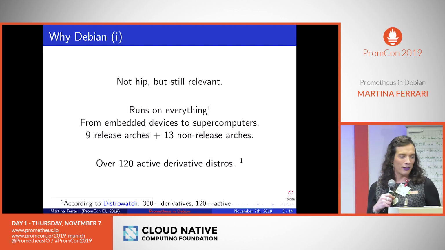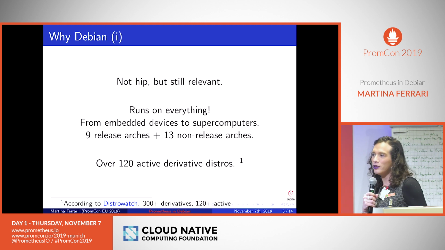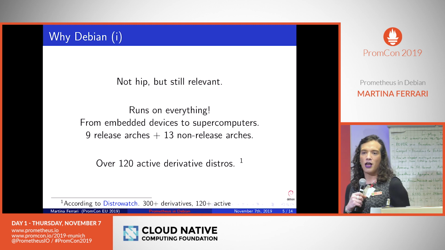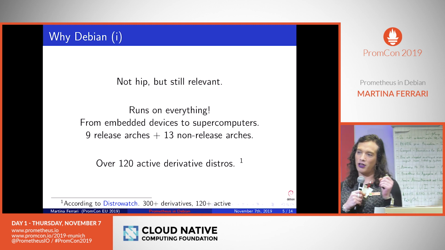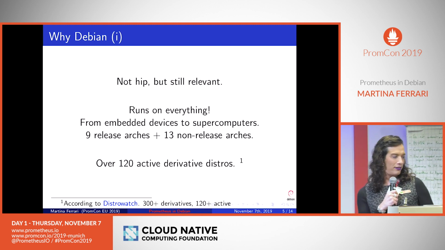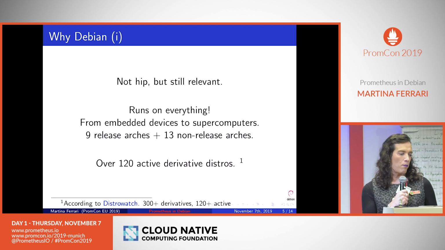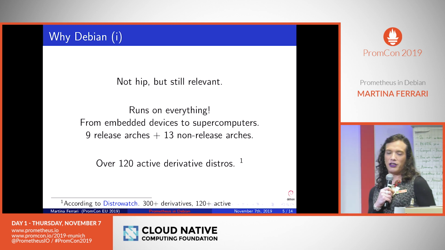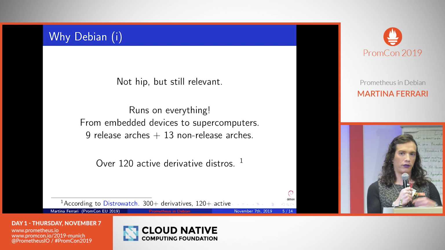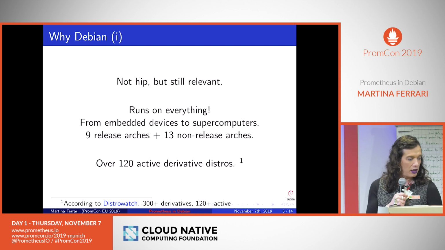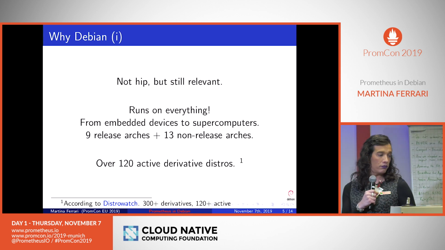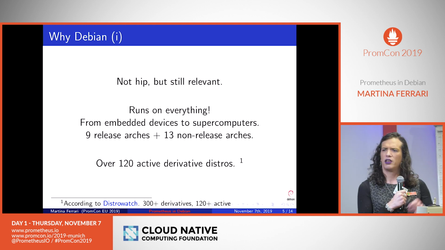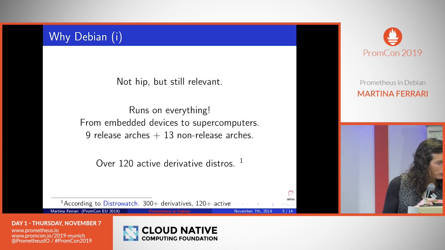About Debian, the usual thing I say: we are not hip, but we're still relevant. We run on everything, on space stations, and on cell phones, and on embedded devices. Many release architectures, so that means nine architectures are released every 2 years, with like 99% of the packages. And we have like 120 derivative distributions, including Ubuntu, Mint, and others.